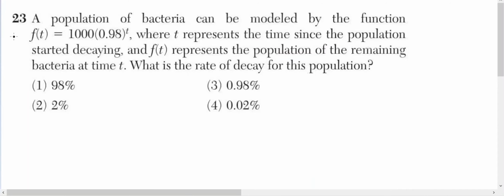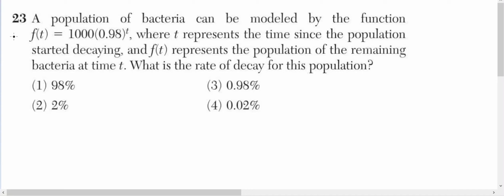Alright, question number 23. A population of bacteria can be modeled by the function f of t equals 1000 times 0.98 raised to the t, where t represents the time since the population started decaying, and f of t represents the population of the remaining bacteria at time t. What is the rate of decay for this population?